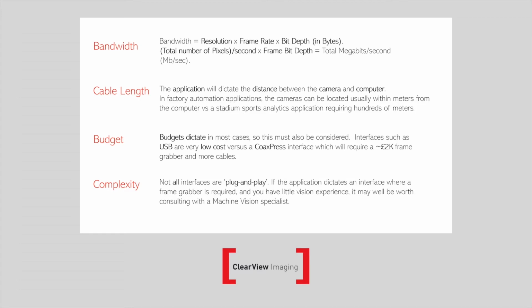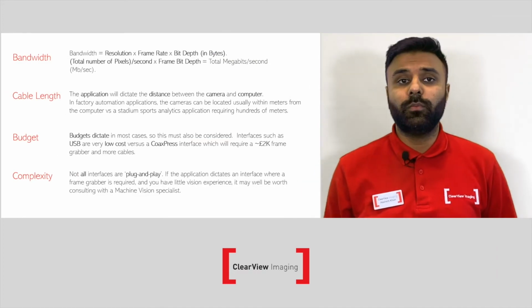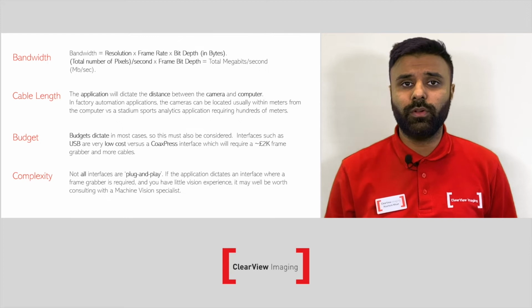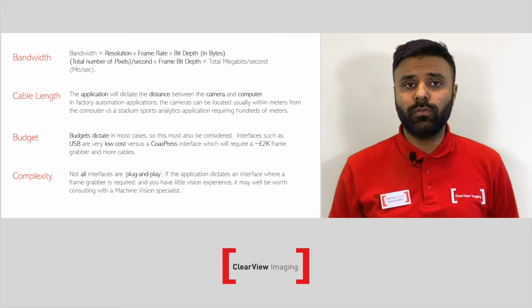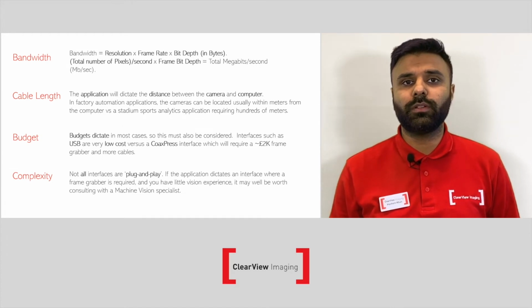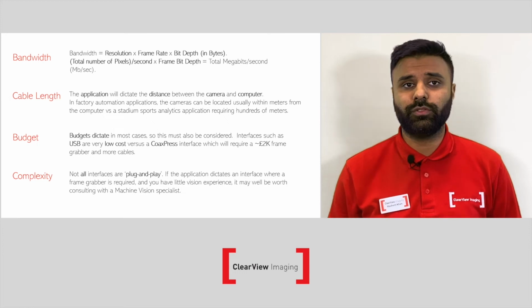Let's start with bandwidth. Imagine the interface as a vehicle that needs to transport data between the camera and the PC. We need to understand how much data we need to carry, and with this, we can decide what type of vehicle to use. We calculate this by starting with the required camera resolution for your application. We then need to know the required frame rate, or how many times per second we need to take an image of our object to carry out the required function.